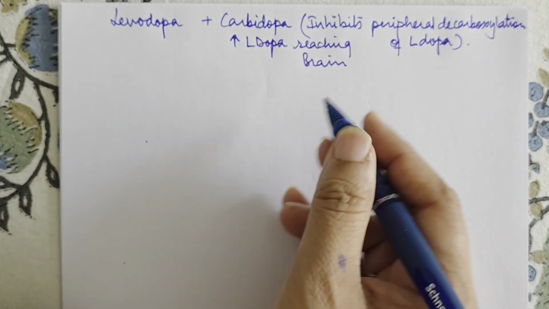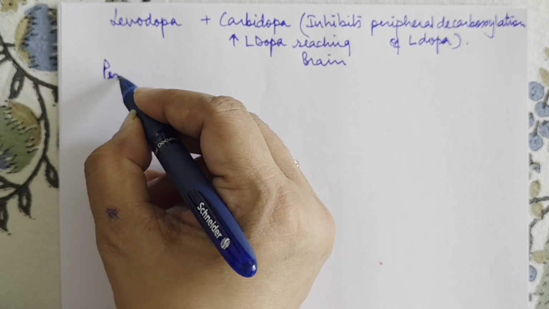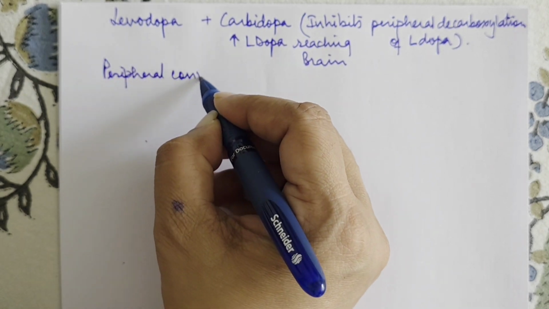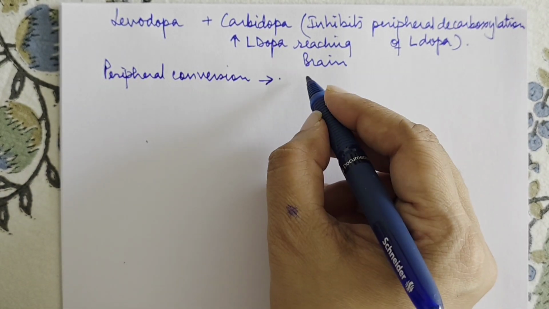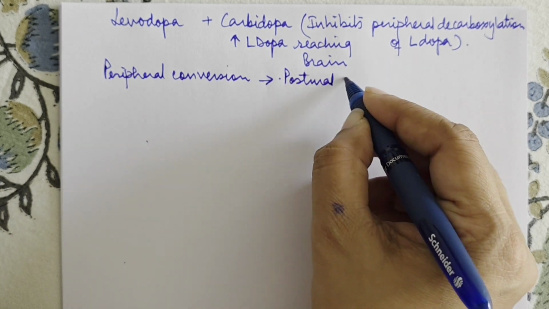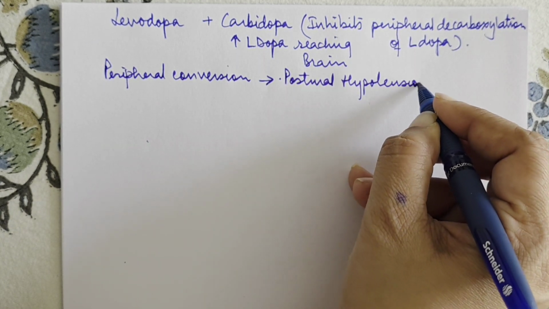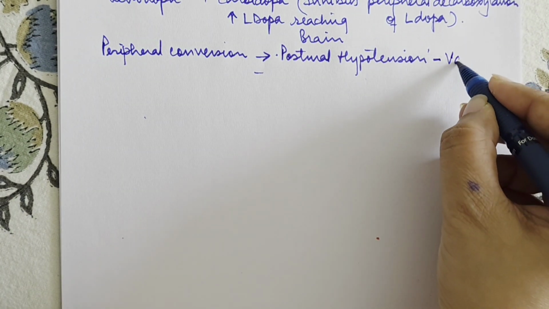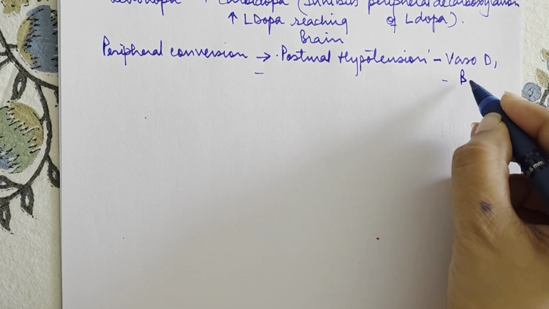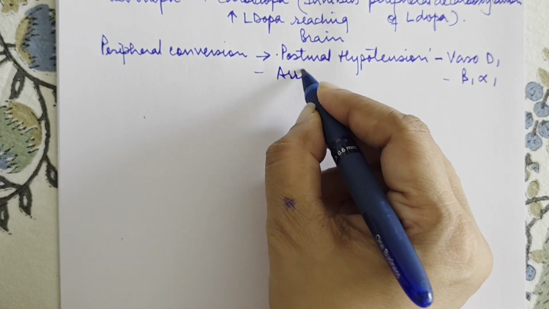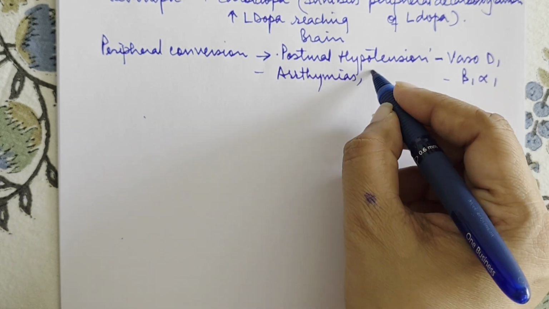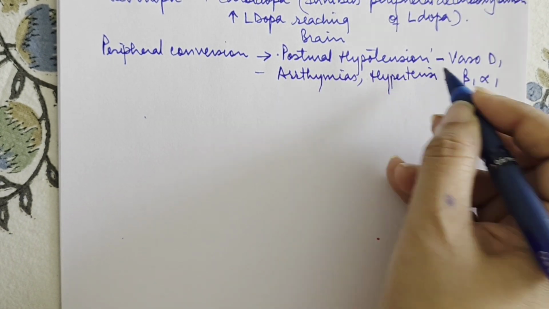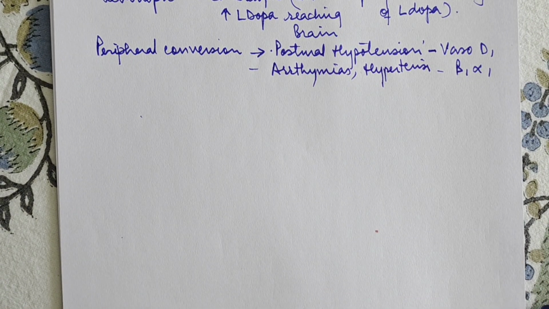If levodopa is released peripherally and peripheral conversion happens, what happens? First of all it results in postural hypotension. So that is a side effect that is seen with dopamine. Then it can also result in peripheral vasodilatation because of the D1 receptor. Then by acting on beta 1 and alpha 1, it can cause arrhythmias. Then it can also cause hypertension in high doses. So these peripheral actions can be seen when dopamine is produced in the peripheral region.